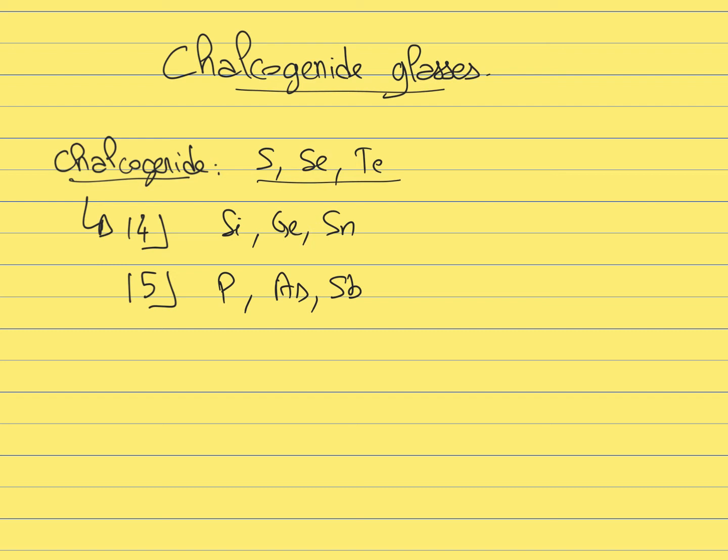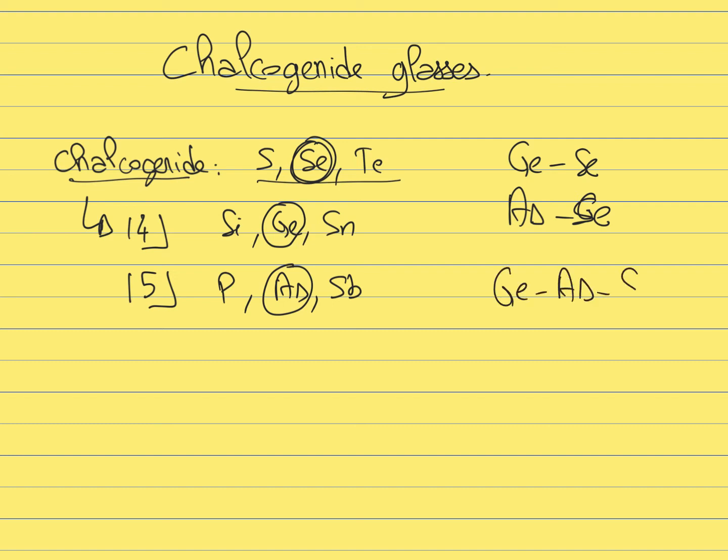It can be either a binary mixture or maybe a ternary mixture. For example, a mixture of germanium and selenium would be common, or you can have arsenic and selenium, which would also be a common type of Chalcogenide glass, or you can have a mixture of everything. You can have a germanium, arsenic, selenium ternary glass. That would be a ternary combination of those three elements.